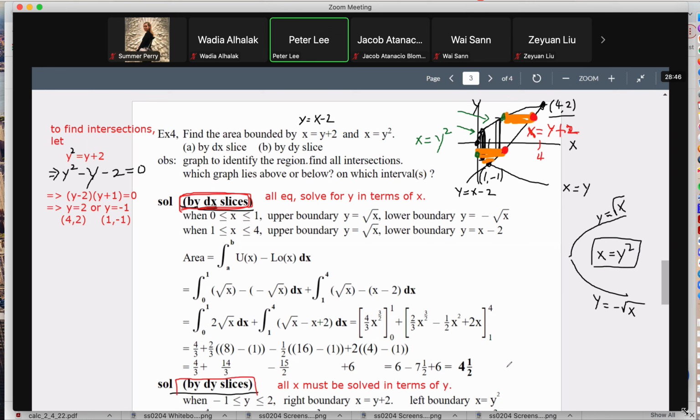And so what is the interval going to be? Interval from where to where? The interval is going to be from y equals -1 to 2. What is the right boundary? The right boundary is x equals y plus 2. And the left boundary is x equals y squared. So this, minus y squared, and then dy. So the area in dy slicing is going to be this right there.